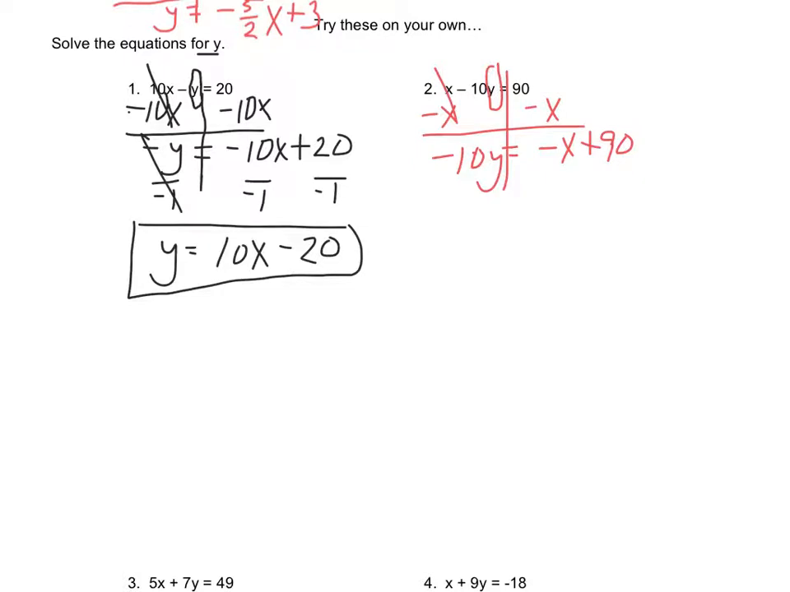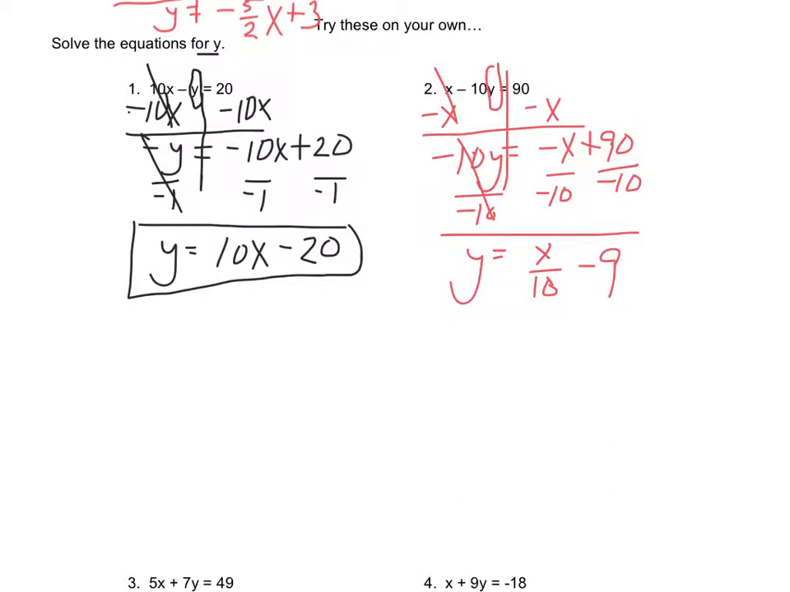Now here, to divide by negative 10 on the left, I have to make sure I divide each term on the right by a negative 10. That will cancel that, leaving me y. And here, I have a negative divided by a negative, so that's now positive. And then x over 10, and then 90 divided by a negative 10 is minus 9.